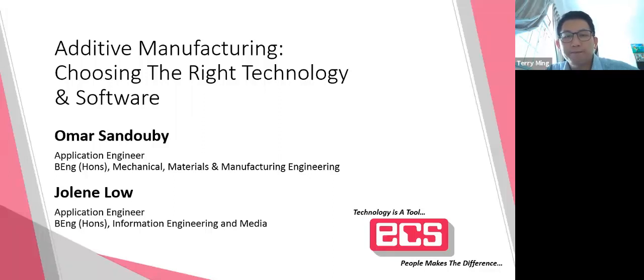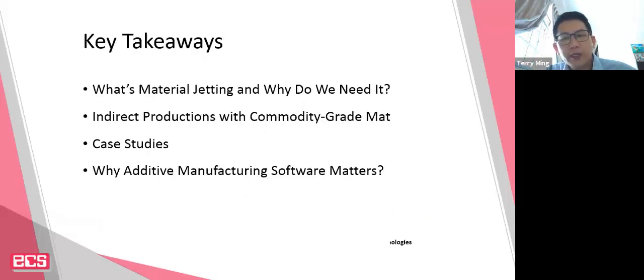And in today's webinar, we will be focusing mainly on 4 key points. What is material jetting and why do we need it? Indirect production with commodity grade materials, and of course we'll be showing some case studies, and lastly, why additive manufacturing software matters. We will then close the webinar with the Q&A section and survey.